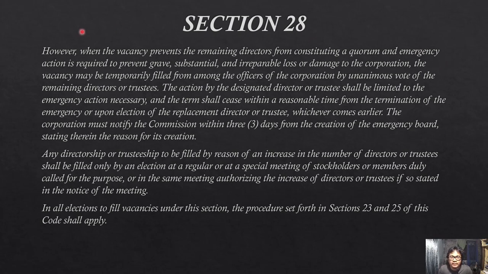Ito, this paragraph: an emergency action is required to prevent grave, substantial, and irreparable loss or damage to the corporation. Sir, before that, anong magandang example niyan, sir, na kailangan ng emergency action?